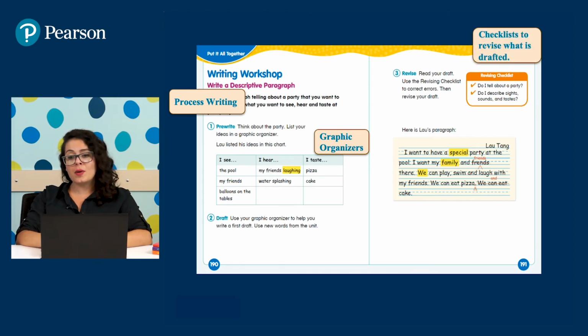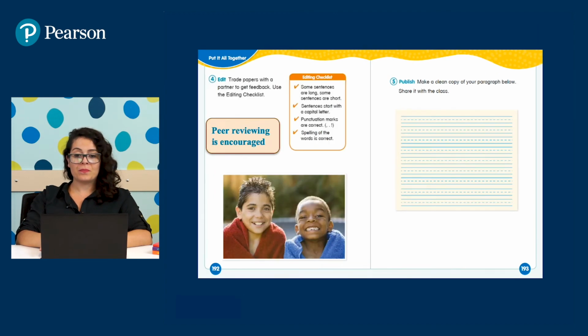For the revising step, students are provided with checklists to revise what is drafted. Moreover, they are given a model text so that they can see how the text is revised. In the next step of process writing, the students are given editing checklists so that they can trade papers with their peers, do peer editing, and give feedback to each other. As the last step of the process writing, for publishing, a space to write the final copy is provided for the students.